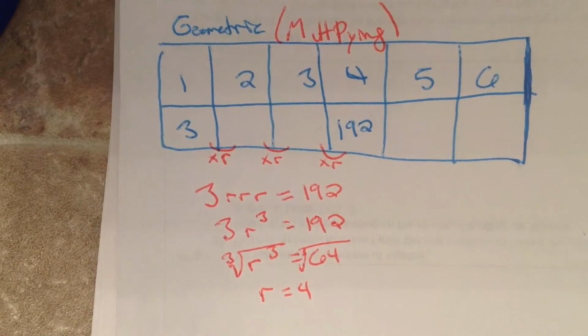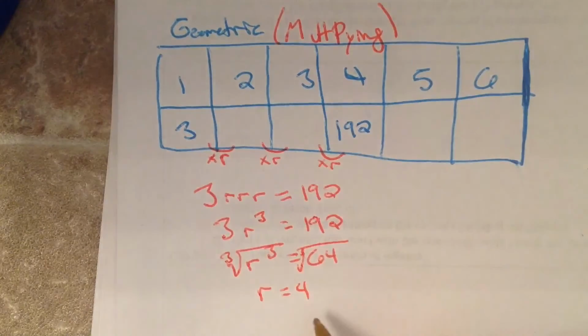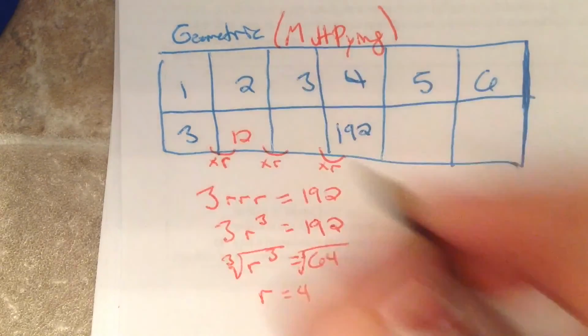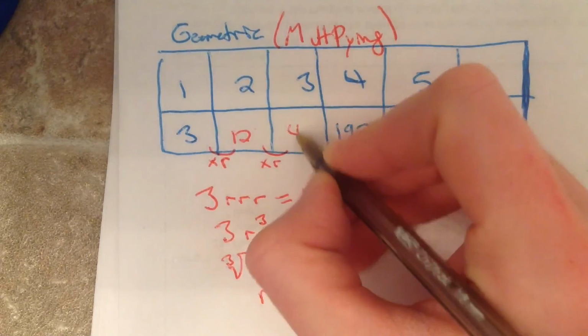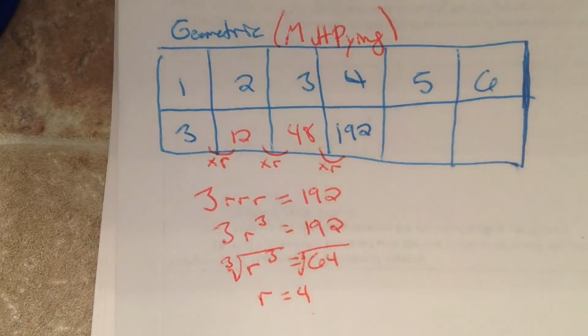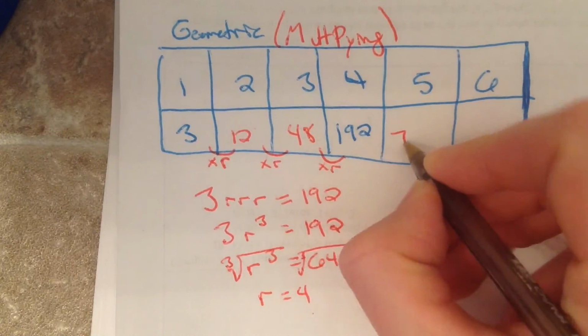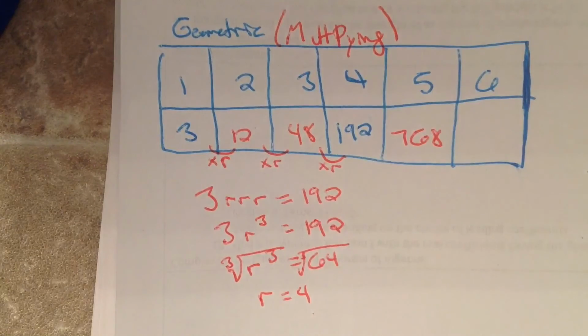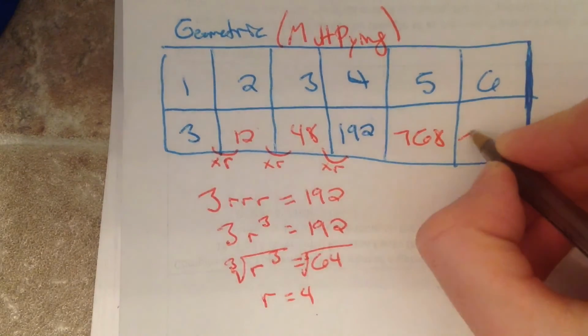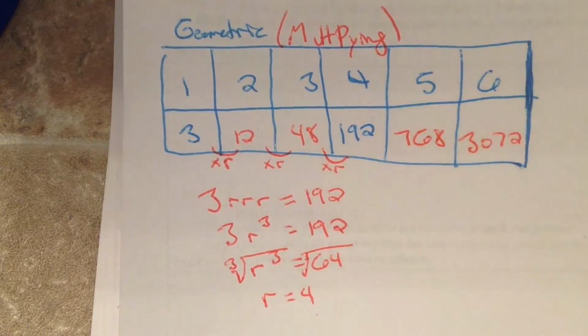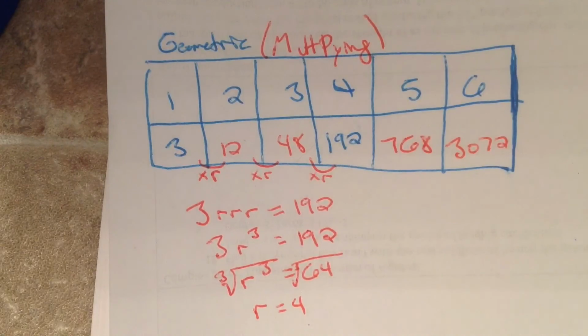What this means is that's the number we're multiplying every time to get the next number. So 3 times 4 is 12. 12 times 4 is 48. 48 times 4 is 192. 192 times 4 is 768. 768 times 4 is 3072. And this pattern can continue forever.